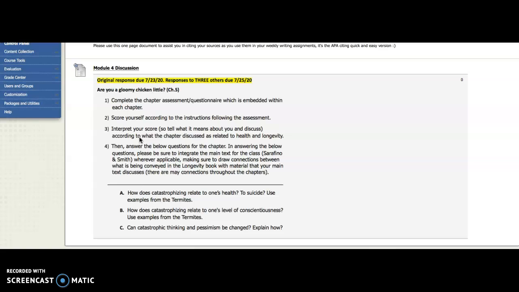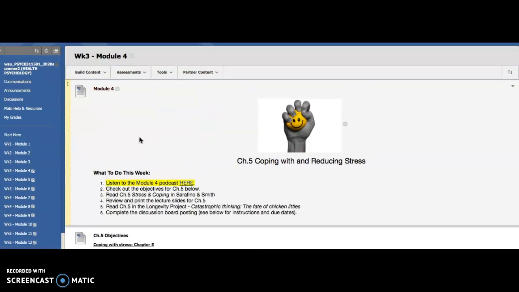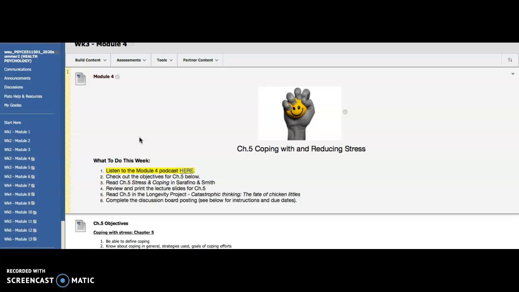It's also going to talk a little bit about catastrophic thinking and its links to pessimism. So we tend to think of catastrophic thinking as being more on the pessimistic side of things, the glass half empty side of viewing circumstances in life. And if you viewed life that way, it's going to change how you attack it, what kind of coping styles you employ to combat that. So that's Module 4 in a nutshell, and in the next podcast we'll look at Module 5.